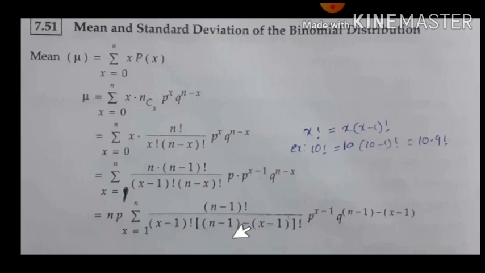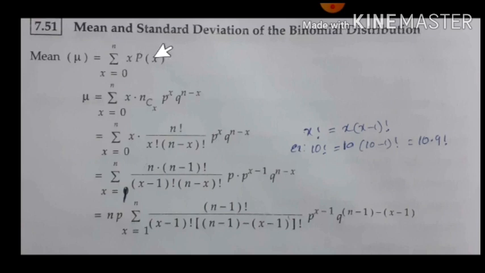Now, one of the important topics we come across in the binomial distribution is what is the mean and standard deviation of the binomial distribution. We already studied it. What is the mean of the discrete probability distribution? That is summation x into p of x. Since binomial distribution comes under discrete probability distribution, let us begin the derivation of the mean of the binomial distribution by taking the formula of discrete probability distribution, that is summation x into p of x.